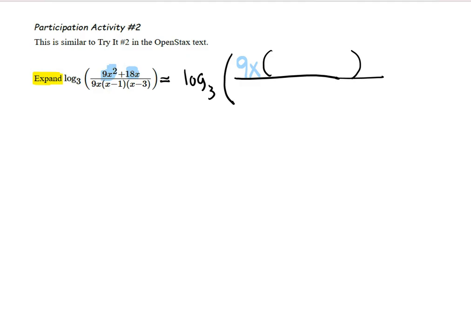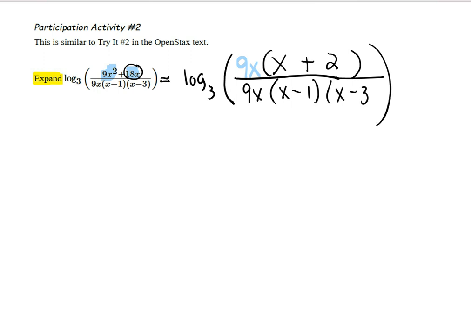And if you take 9x squared and factor out the 9x, you'll only be left with an x. And if you take 18x and divide it by 9x, you'll only be left with a plus 2. Now the denominator, they already gave that to me in factored form. But do you see what's about to happen? This 9x and that 9x cancel out.